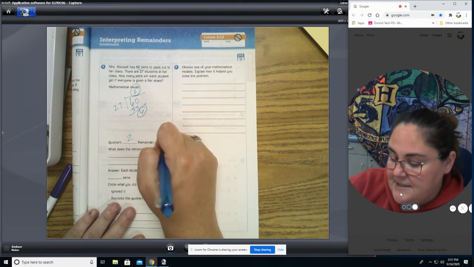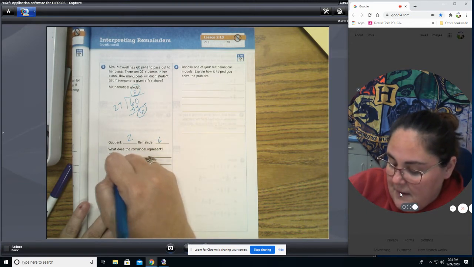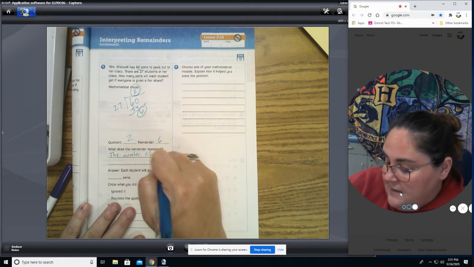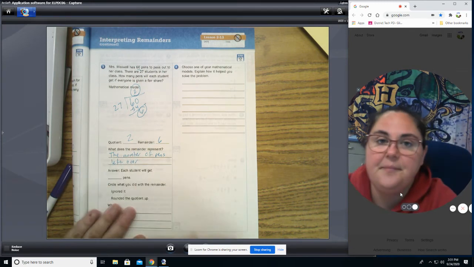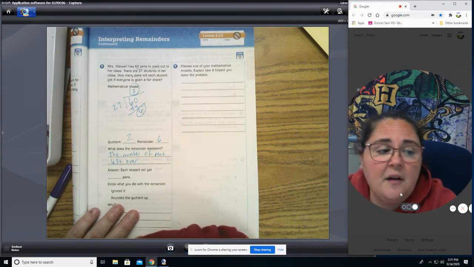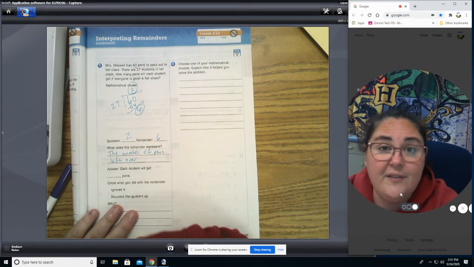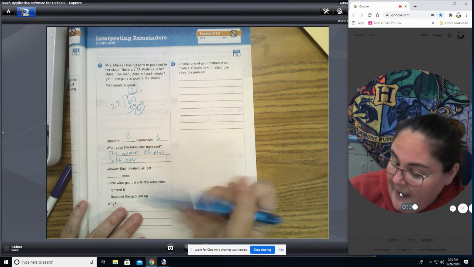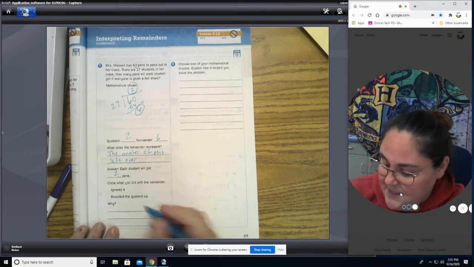My remainder is 6. My remainder represents the number of pens left over. Now, would it be fair if I say, okay, I have 6 extra pens, you get one and you get one and you get one, and give it to 6 random people? Is that fair? No. So how many pens does each student get? They get 2.